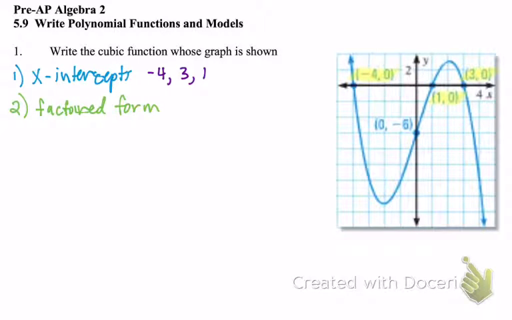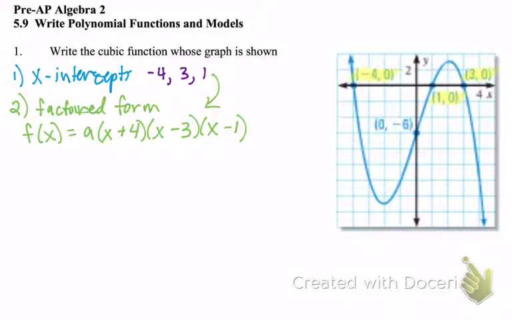So factored form looks like this. f of x equals a. I'm going to put an a here because I'm going to solve for that. I don't know what my a value is. x plus 4. Notice I'm switching the sign. x minus 3, x minus 1. So notice I switch the signs because whenever I set them equal to 0, they become the opposite.